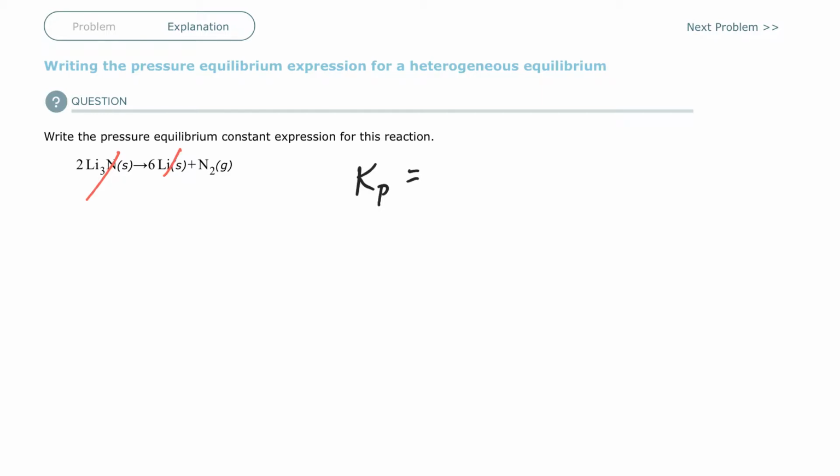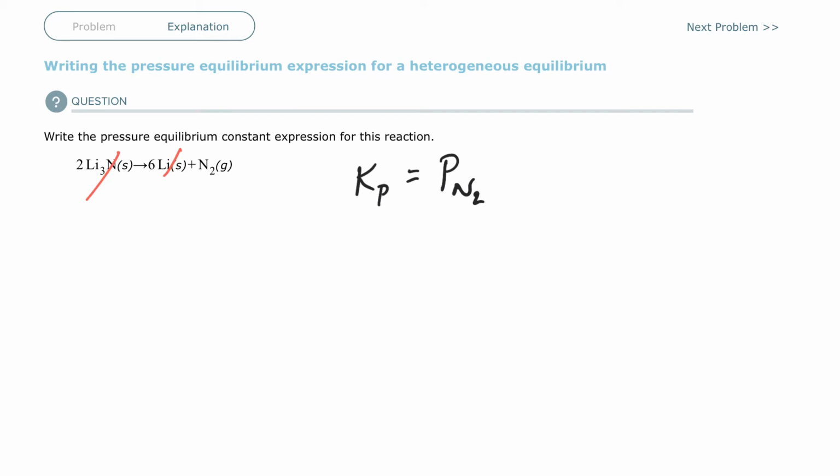And so when I put this on the top and I say that it's the pressure of N2 taken to its coefficient, I look here and that's a coefficient of 1. So I just leave that as a coefficient of 1. There's nothing to multiply it by. There's nothing to divide it by. So that's it. That's all it is. You are simply going to, in this case, write the pressure of nitrogen gas, done. There's nothing more than that.